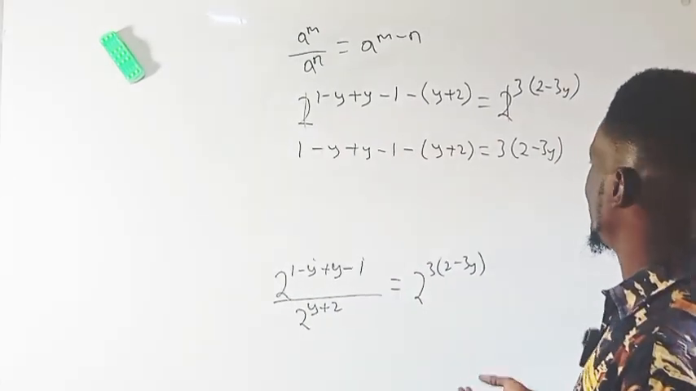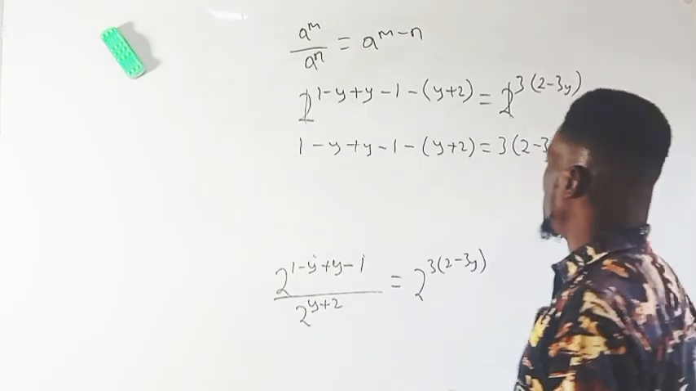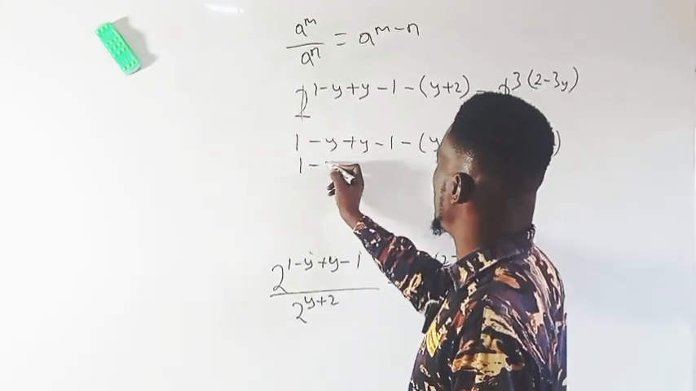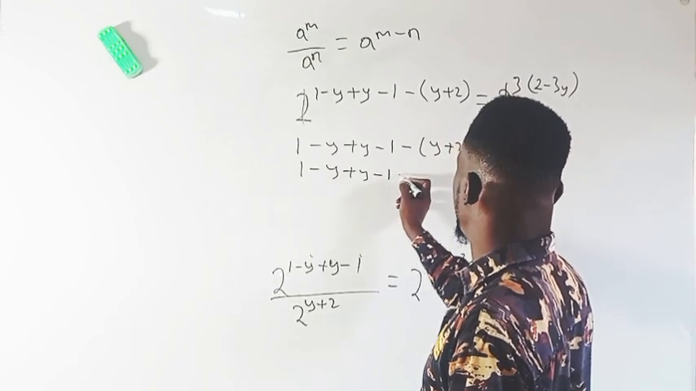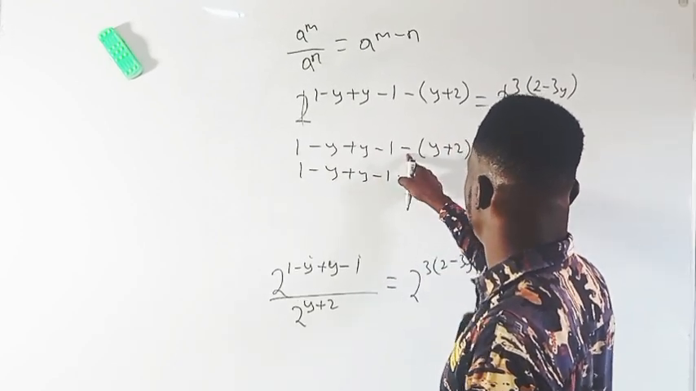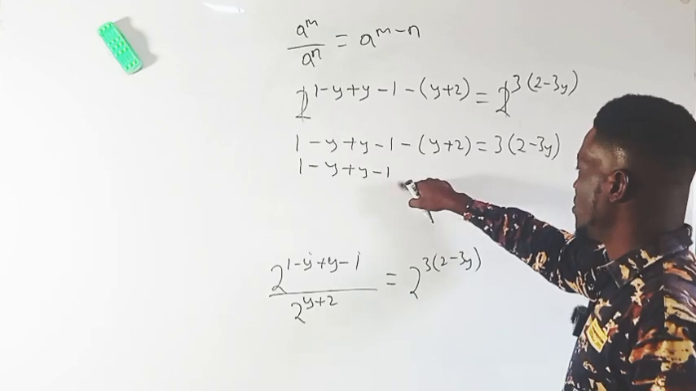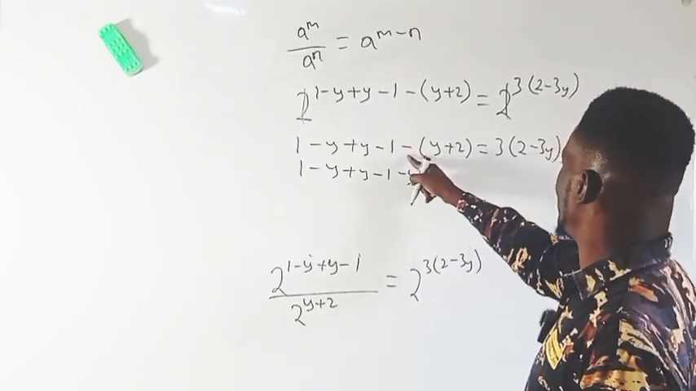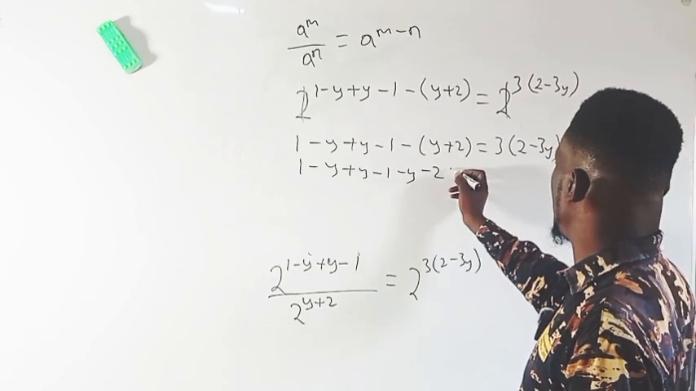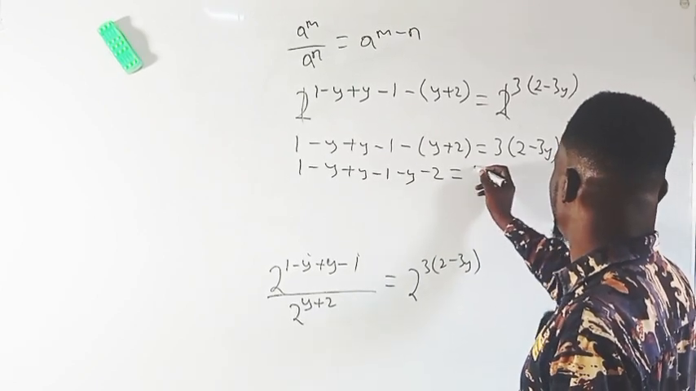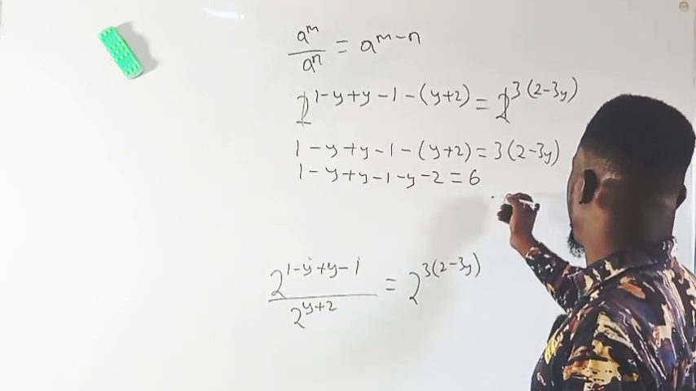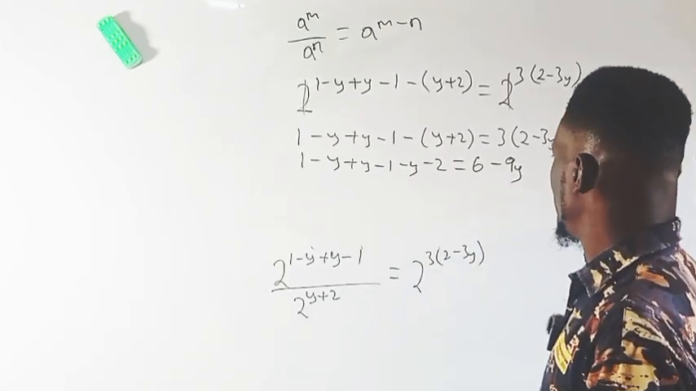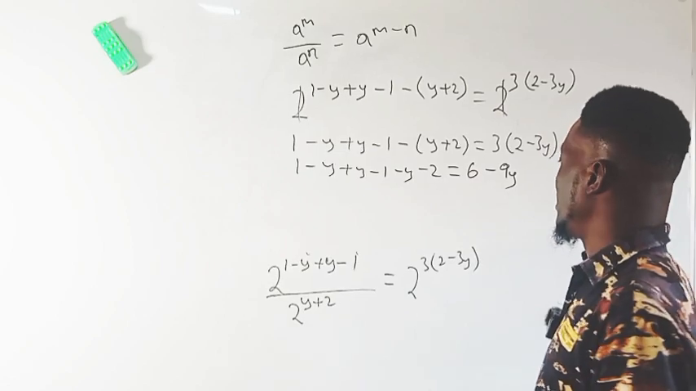So let's collect like terms, but before we do, let's open the brackets. This can be written as 1 minus y plus y minus 1. This minus, let's attach to this bracket, meaning minus 1 times y is minus y, minus 1 times 2 is minus 2. Everything is equal to 3 times 2, which is 6, and 3 times minus 3y is minus 9y.